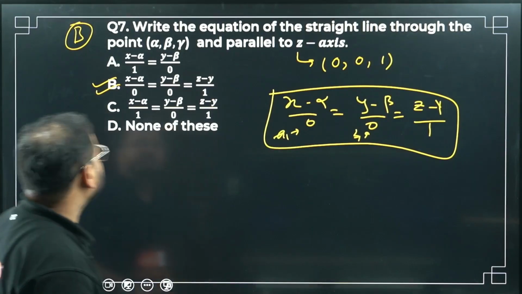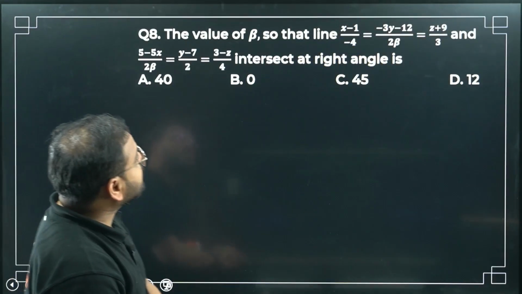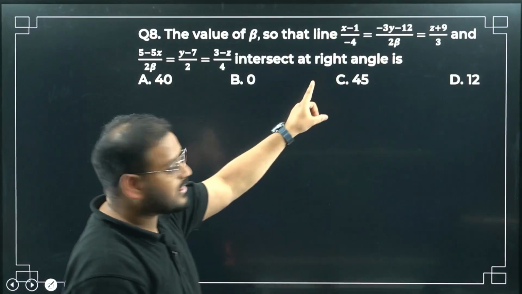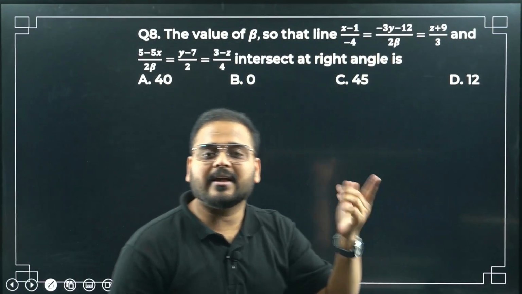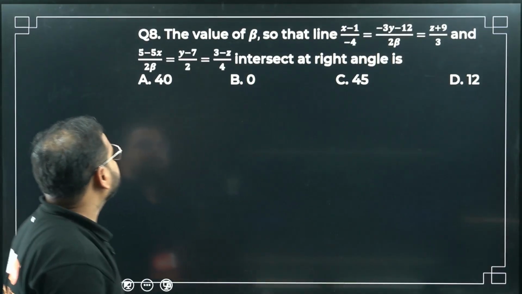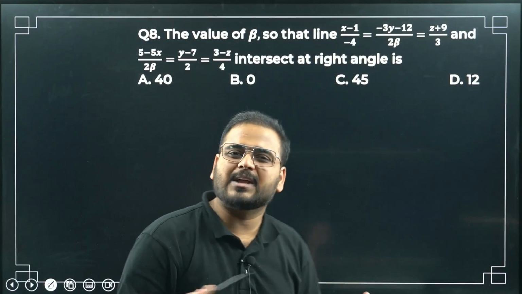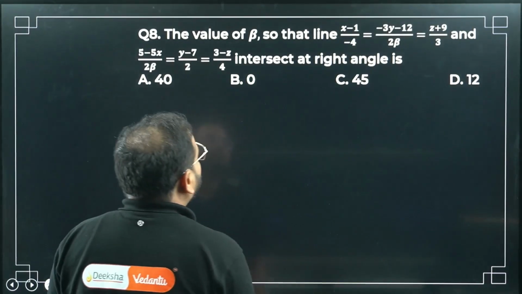Simple question, very simple, right? Moving on to question number 8. Find the value of beta so that the line given like this in Cartesian form and this one intersect at right angles. What property again? A1 a2 plus b1 b2 plus c1 c2 equals 0. Okay, let me solve it. I have taken only 9 questions. I don't want to give you homework today. I'll solve all the 9 questions. Don't worry about it.